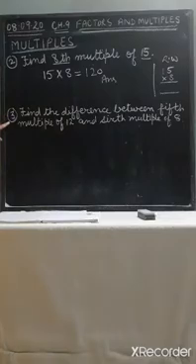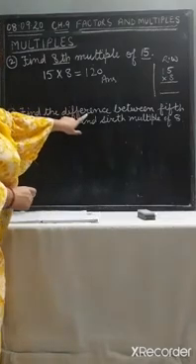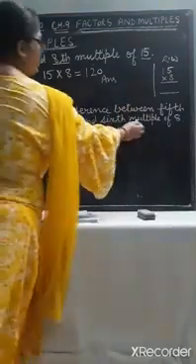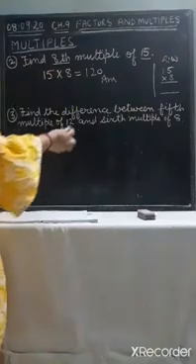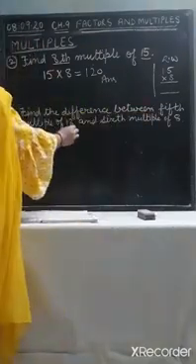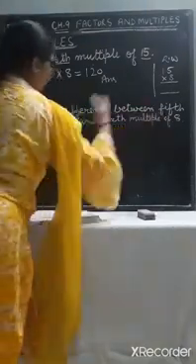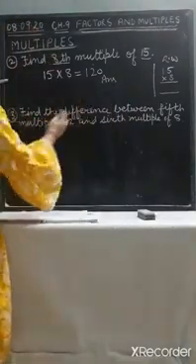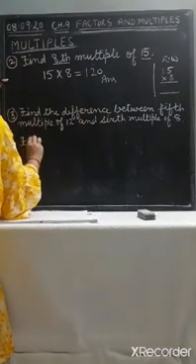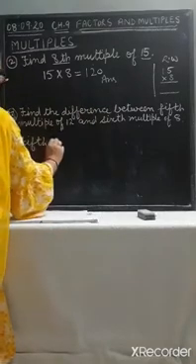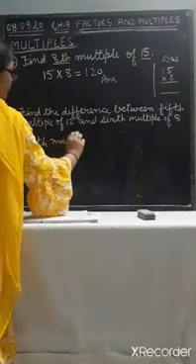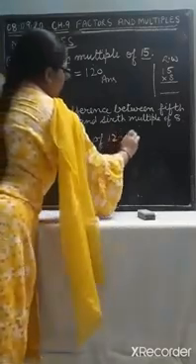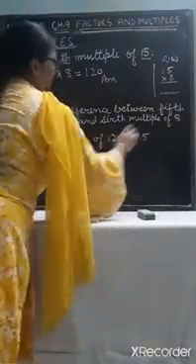Now in the next question, we are to find out the difference between the 5th multiple of 12 and the 6th multiple of 8. For this, firstly we will find out the 5th multiple of 12 and then the 6th multiple of 8. Then in the third step we will find out their difference. So start doing. Firstly we will find out the 5th multiple of 12, which is 12 multiplied by 5.